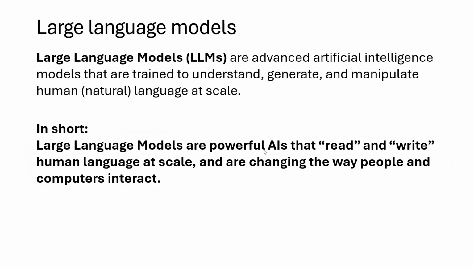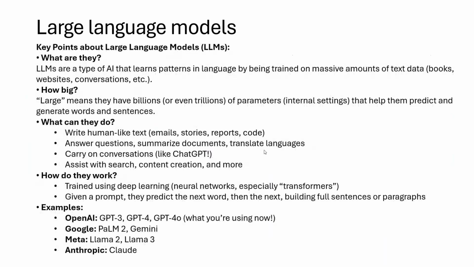Okay, now large language models. I think you must be using them daily, right? What are large language models? Language models are advanced AI models that are trained. Remember, these are trained to understand, generate, and manipulate human natural language at scale. Examples, I think, are ChatGPT, Gemini, Llama, Claude, all these things. So yes, these are the large language models.